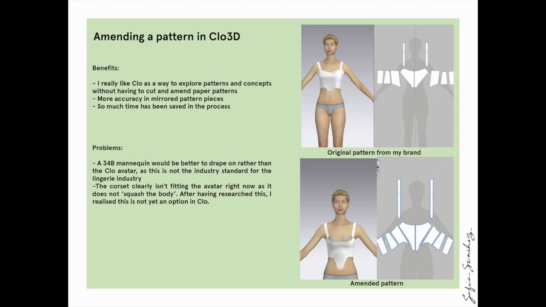I really liked Clo as a way to explore patterns and concepts without having to physically cut the pattern, as so much time was saved and there was so much more accuracy in terms of line lengths and mirrored patterns. However, there were some lingerie-specific problems with Clo regarding the corset not squashing the avatar's body, which of course it needs to do to fit. So it would be useful to 3D scan my lingerie mannequin into Clo and drape on there instead of the avatar.